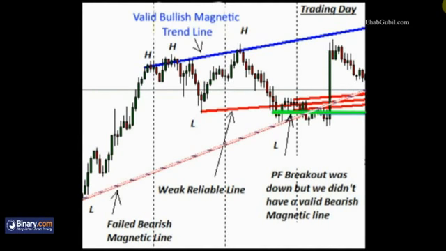As in this example, we have a magnetic PF with a weak reliable line. The direction of the magnetic PF breakout was down, but we did not find a valid bearish magnetic trend line, but we found a valid bullish one, so we could place a long trade.